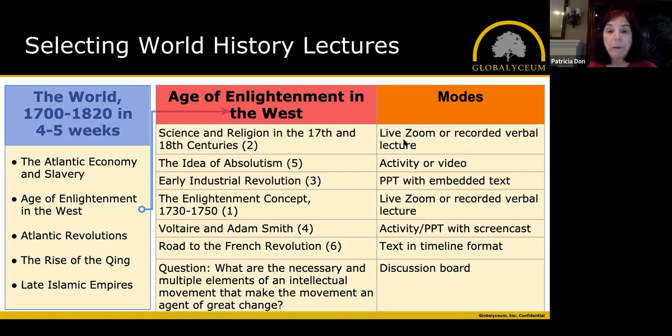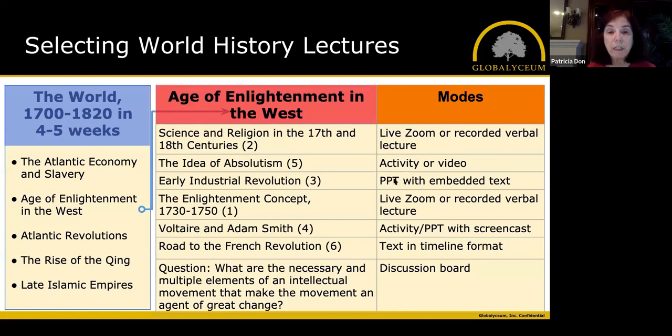The second one would be science and religion in the 17th and 18th century, also a very complex topic. Again, I would do that. The other things, such as the idea of absolutism, and my comparison between the French and the English Enlightenment, meaning Voltaire and Adam Smith, those I can put into an activity, or I could do a video, or a PowerPoint with screencast, or a PowerPoint with embedded text. I don't have to provide a verbal recorded lecture or a Zoom lecture on these things.